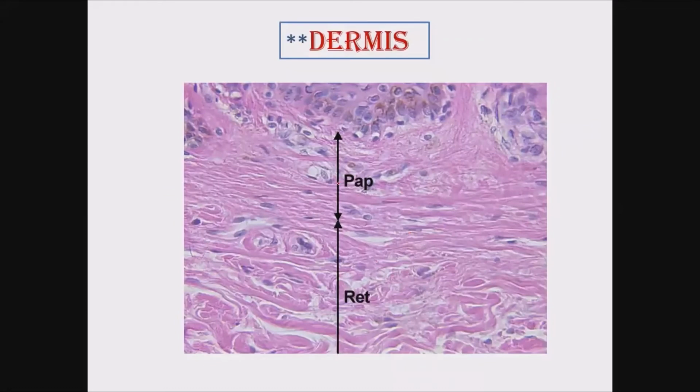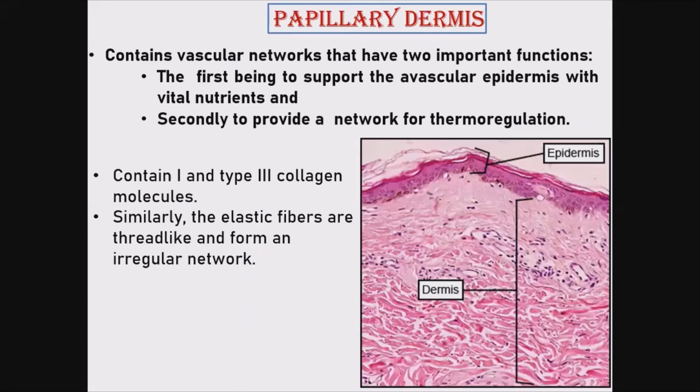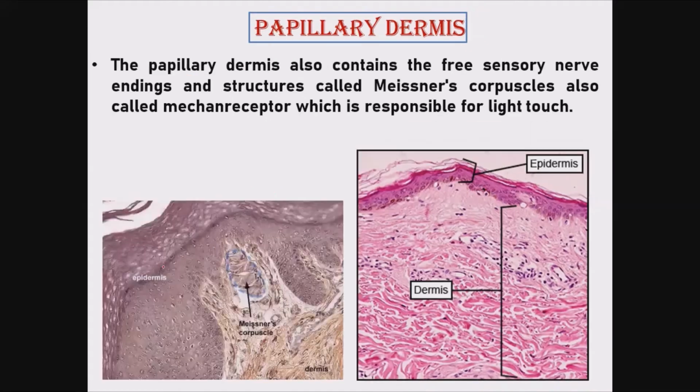Now, this is the papillary layer, a bit lightly stained. Here in the reticular layer, the fibers are more densely packed. Now, the papillary dermis contains vascular networks that have two important functions. The first is to support the epidermis, which is avascular, with vital nutrients. Secondly, to provide the framework for thermoregulation. Classically, in the papillary layer of the dermis, we have type 1 and type 3 collagen fibers, and elastic fibers are also present, forming an irregular network.